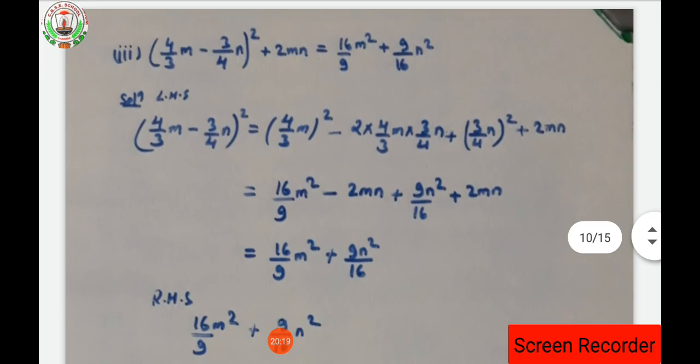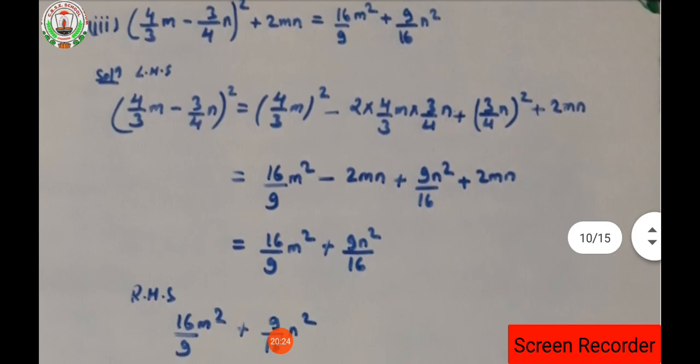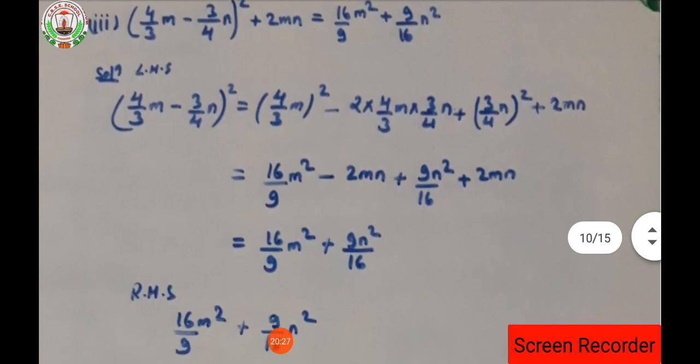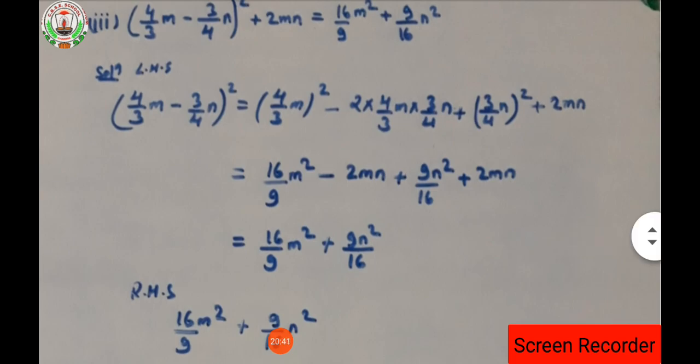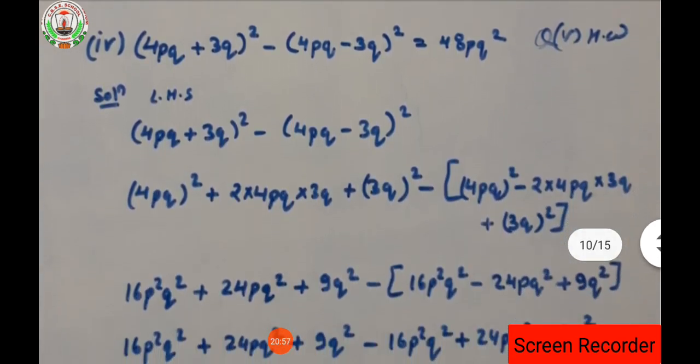Similarly for the third part. In the third part again LHS and RHS you have to solve. When you solve the LHS, you will get the answer as 16 upon 9 m square plus 9 upon 16 n square. In the RHS part, it is already 16 upon 9 m square plus 9 upon 16 n square. So no need of solving the RHS part in the third question because the result is already present. So directly we can write that LHS and RHS are both equal. Clear? So here is question number 4.